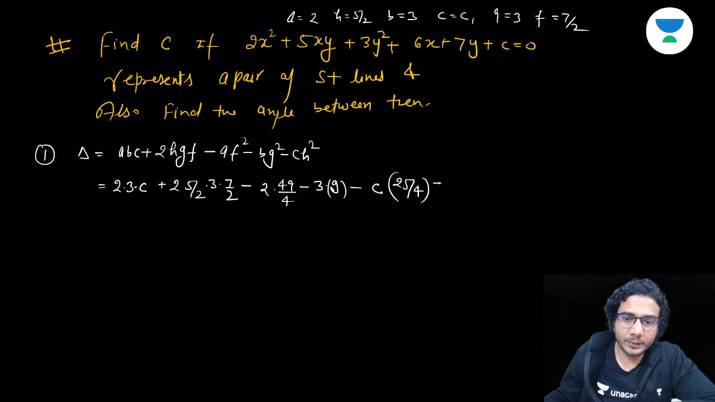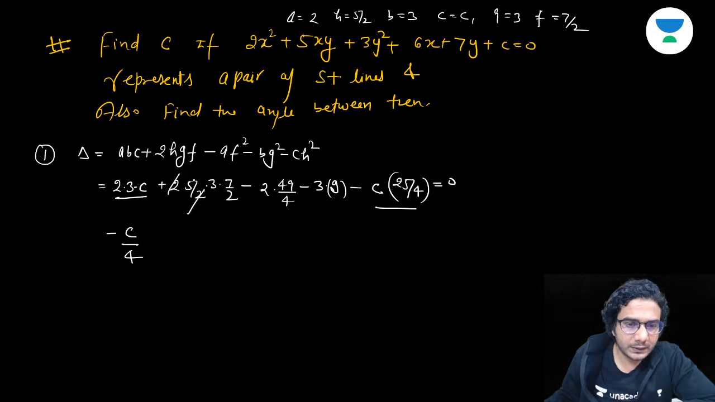Alright, this should be 0. So put this as equal to 0. Simplify it. First, this is the term of C and this is also the term of C. Combine them. 6 minus 25 by 4 is basically minus C by 4. Now combine these terms. This is 15 into 7 is 105 by 2. This if you cancel is minus 49 by 2, and this is 27, that's it, is equal to 0.